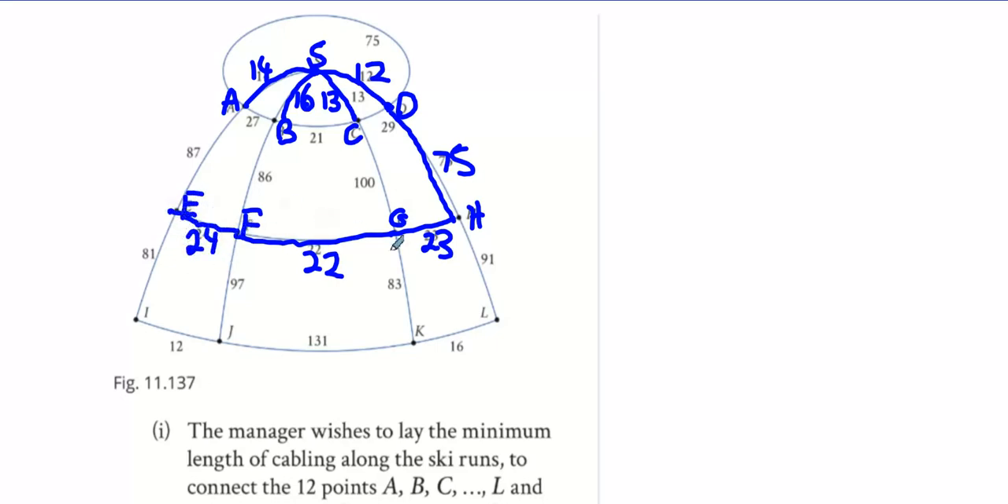Now, looking downwards, what's the shortest one I can take now? 81, from E to I, is it? And then where am I going down? I to J, which is 12. Okay. And then I won't take 131. I'm going to take 83 from G to K, and then the 16 from K to L. Is that okay with you guys?